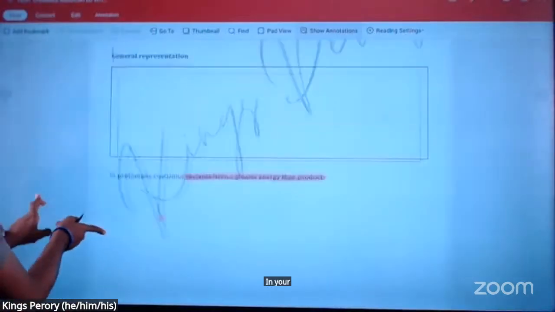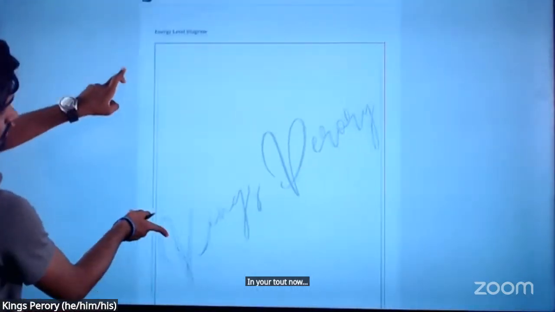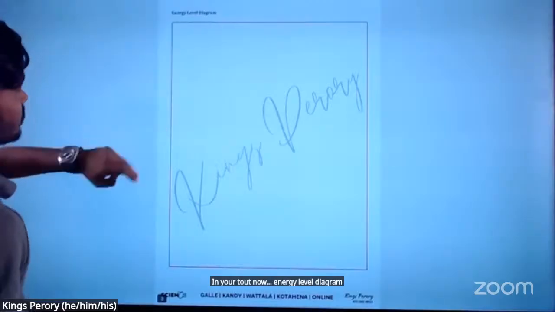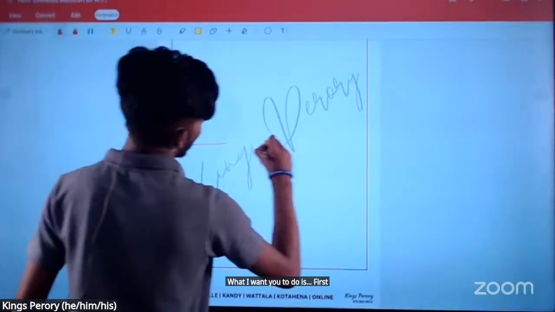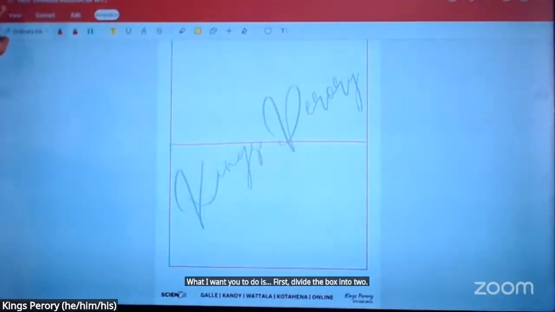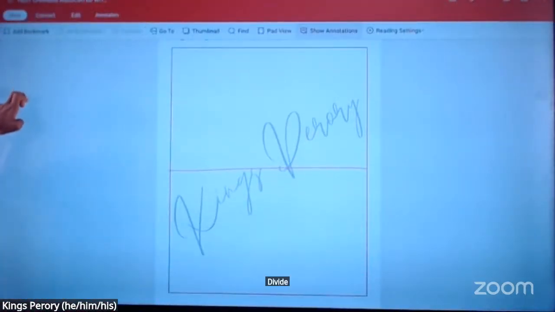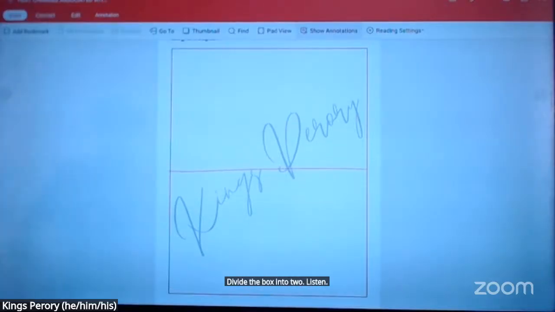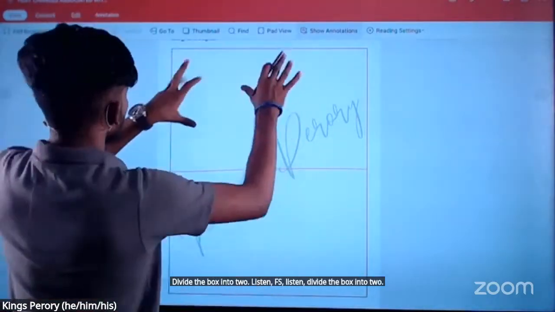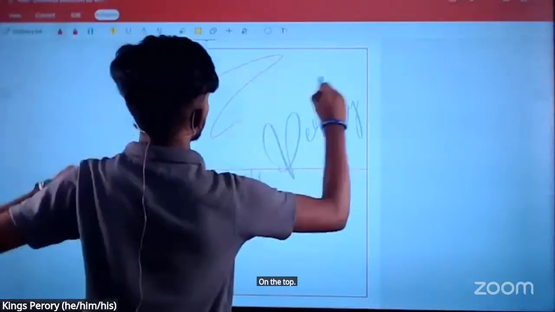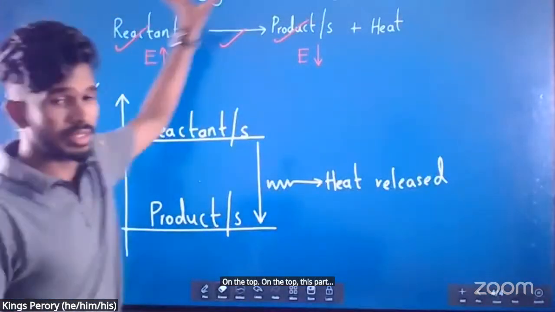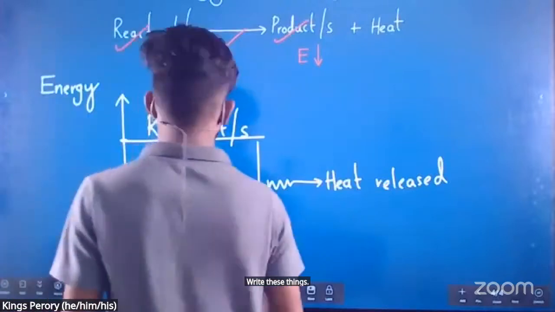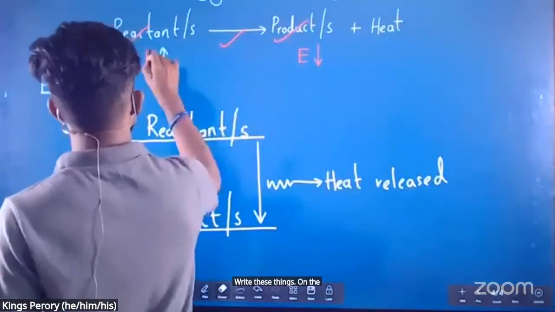In your tute now, for the energy level diagram, a big box is given. What I want you to do is first divide the box into two. Listen first. Divide the box into two. On the top part, write these things.